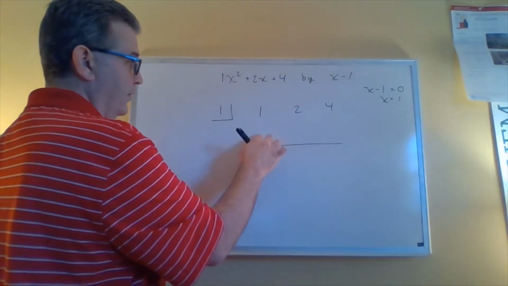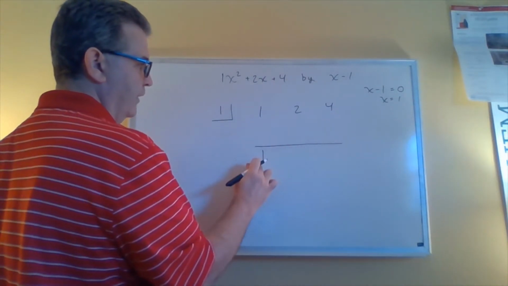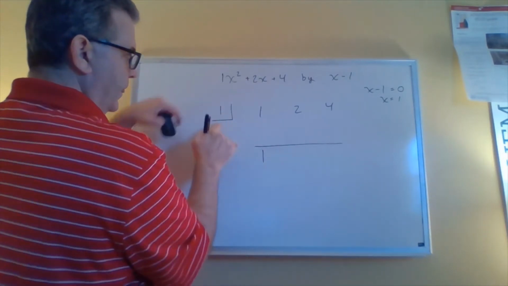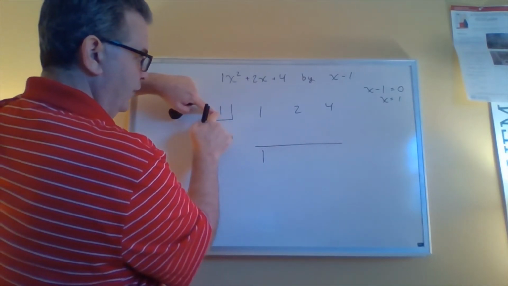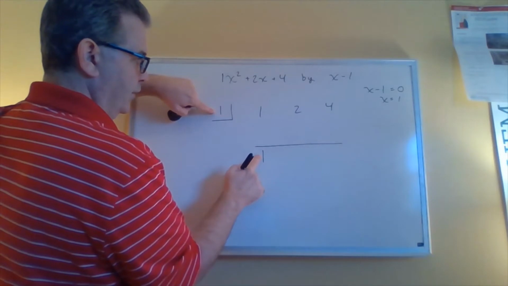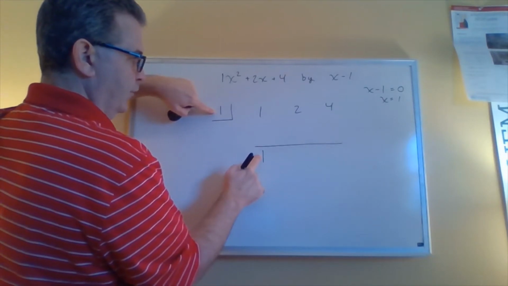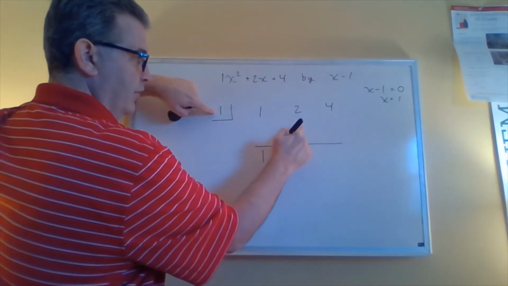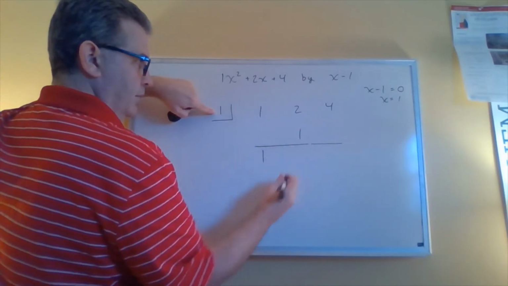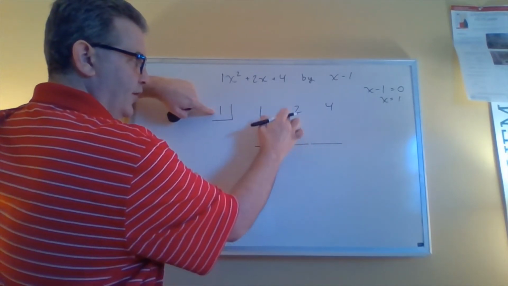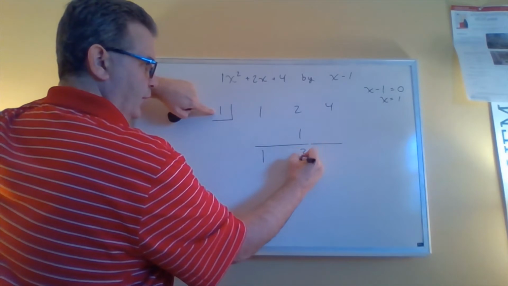We're just going to carry this first one down. After we've carried that down, we multiply what's in the box times what's under the bar. That's 1 times 1, and that equals 1. Whatever that equals goes above the bar. Now we just add this column: 2 plus 1, that's 3.